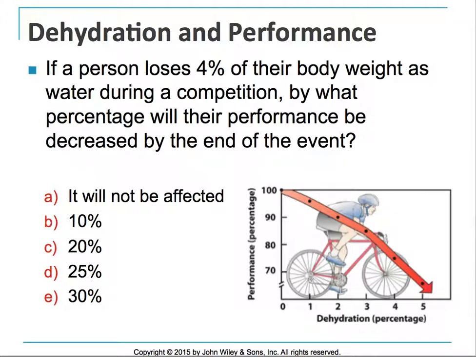So the answer is D, a 25% decline. You'll notice if you go over to 4% dehydration, that a person would be performing at 75% of their optimal maximum performance. So 75% would equal a 25% decline. So the answer would be D, 25%.